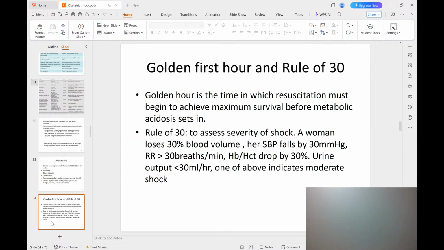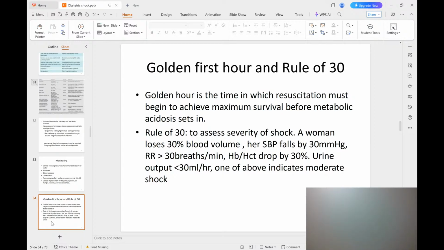Golden first hour is the first hour in which resuscitation must begin to achieve the maximum survival before the metabolic acidosis sets in. And rule of 30 is to assess the severity of shock. It is used to assess the severity of shock.